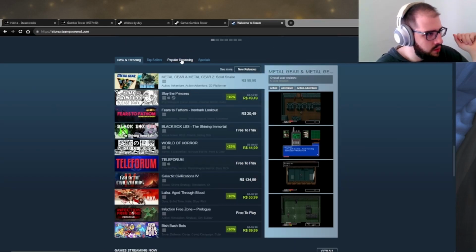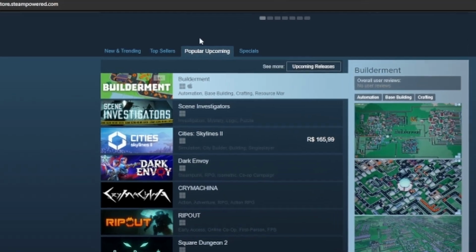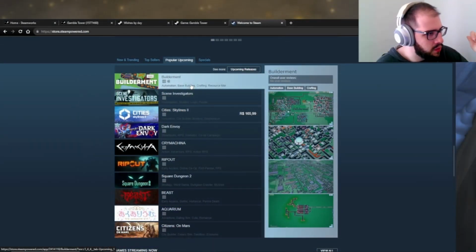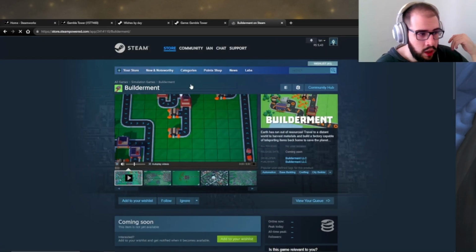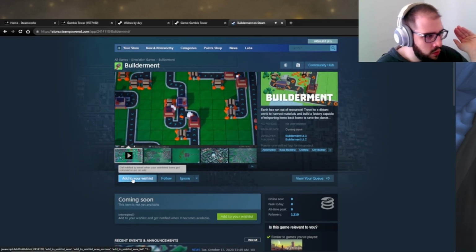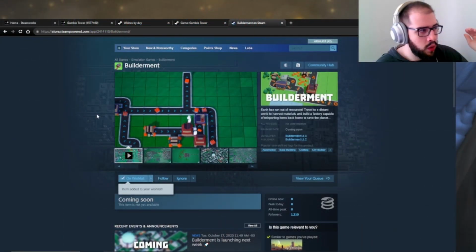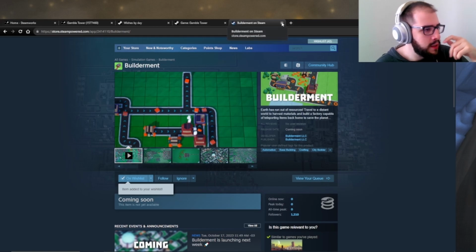Another utility for wishlists is for upcoming games. For instance, let's suppose that I really like Builderment. It's not released yet. I can also add this game to my wishlist, and as soon as it gets released, I will be notified on the day that it's released. That's how wishlists work. And now, why are they so relevant?